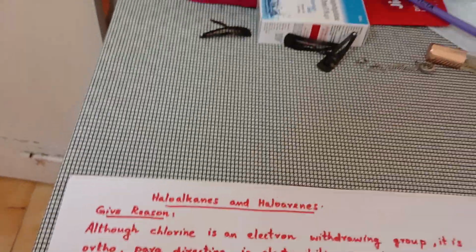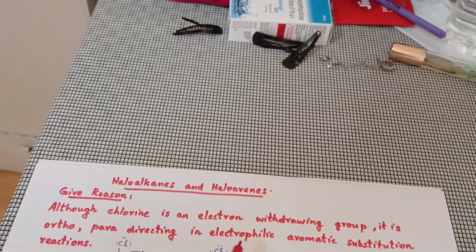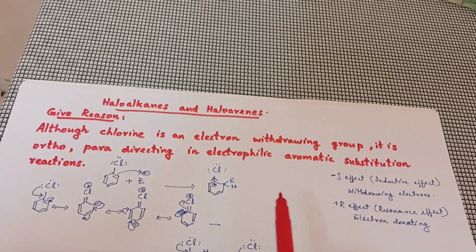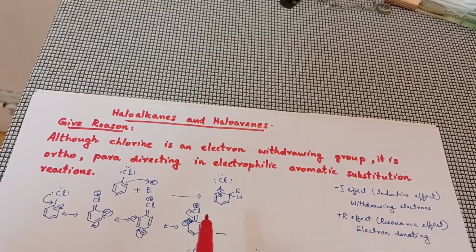Thus, we can say that chlorine, though it is an electron withdrawing group, is ortho para directing in electrophilic aromatic substitution reactions.